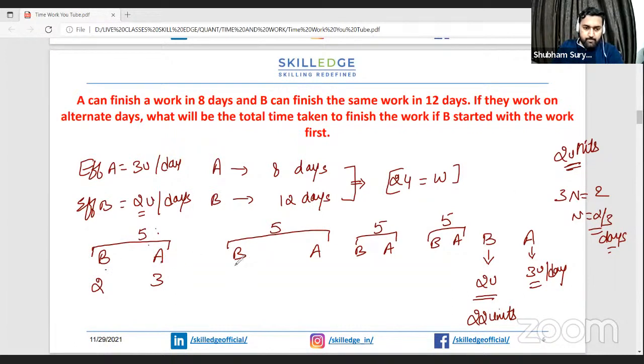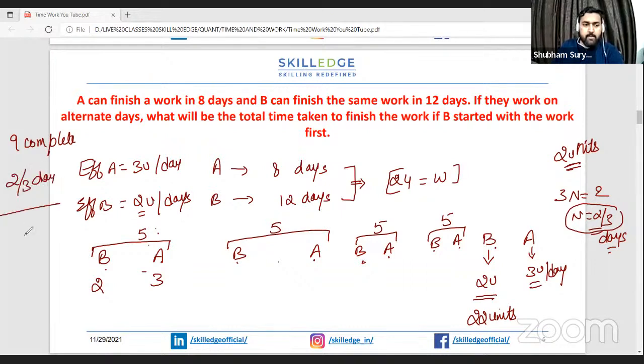1, 2, 3, 4, 5, 6, 7, 8, 9. So we require 9 complete days, guys. We require 9 complete days, right? So 1, 2, 3, 4, 4 twos are 8, 8 and so this 9th day is complete. The 10th day is not needed completely. Of the 10th day I need only this much part. 9 complete days and 2 by 3rd day.